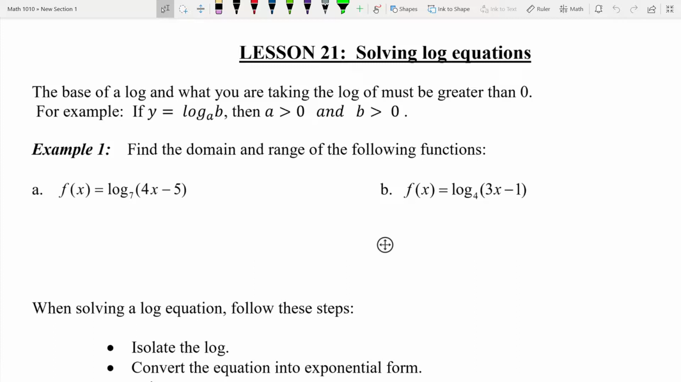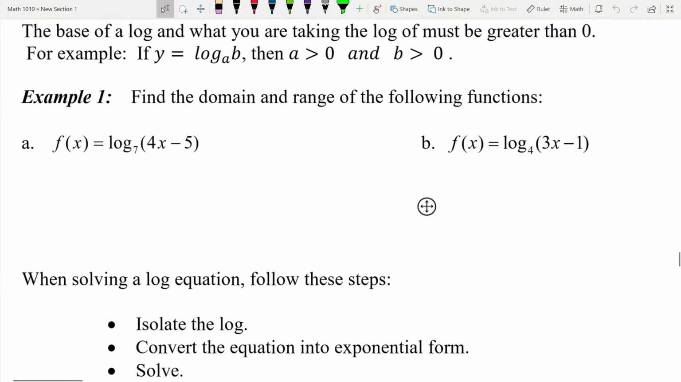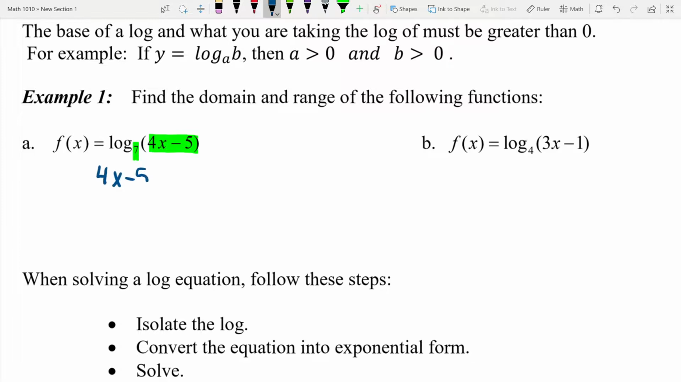So let's go ahead with question 1. When they ask you to find the domain, what you have to do is look at this number right here and at this number right here, and they both have to be bigger than 0, okay? Well, the 7 is fine because it's obviously bigger than 0, right? So all you have to do is just go 4x minus 5 must be greater than 0, okay? And then move your 5 over. So 4x must be greater than 5. Divide by 4, x must be greater than 5/4. If they don't tell you how to write it, then let's just leave it like that, okay?